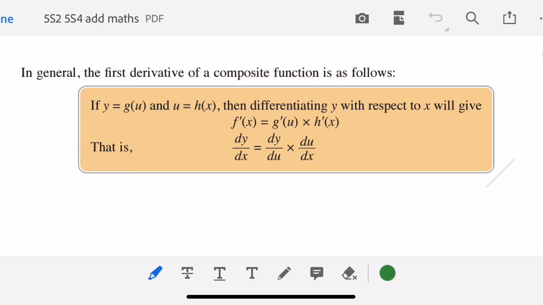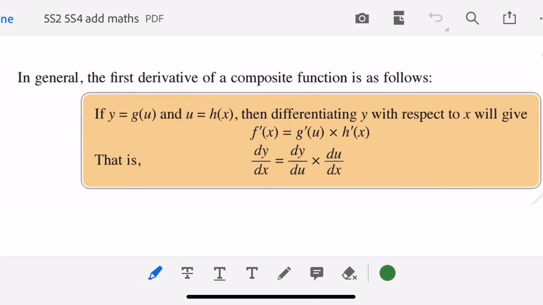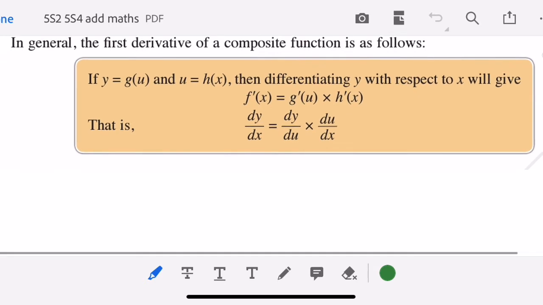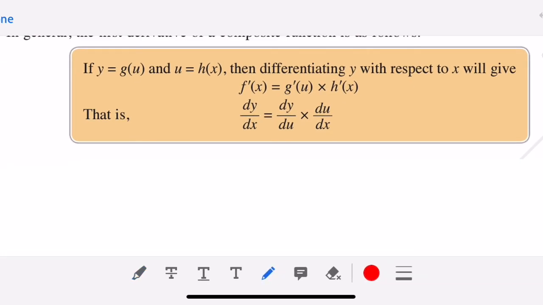In general, the first derivative of a composite function is as follows. Normally when you see a function where y is g(u) and u is h(x), differentiating y with respect to x will give you something like this. So actually we link them by using the chain rule.